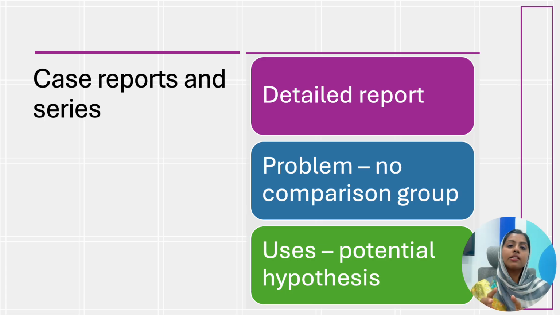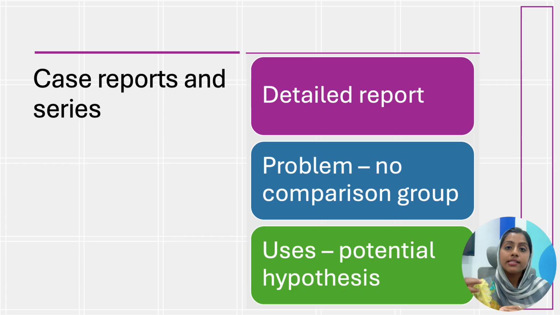So first, about the case reports and case series. This type of study is actually a study in which you describe a case in detail. It can be a new symptom, a new disease, a new investigation that you have done, or a new treatment that you have given. It becomes a series when there is more than one case, but the peculiarity of this kind of study is that there is no comparison group.